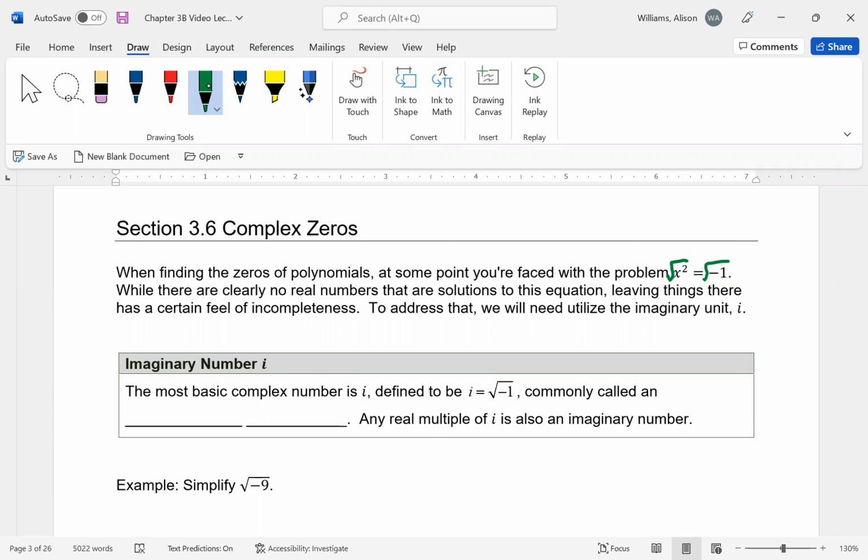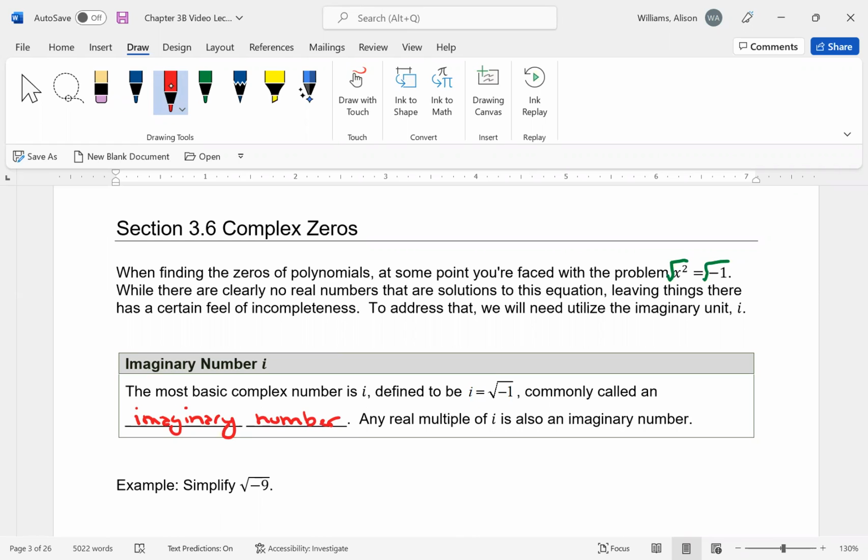So the most basic complex number is i, defined to be the square root of -1, commonly called an imaginary number. Let's switch back to red. Imaginary number. And any real multiple of i is also an imaginary number.